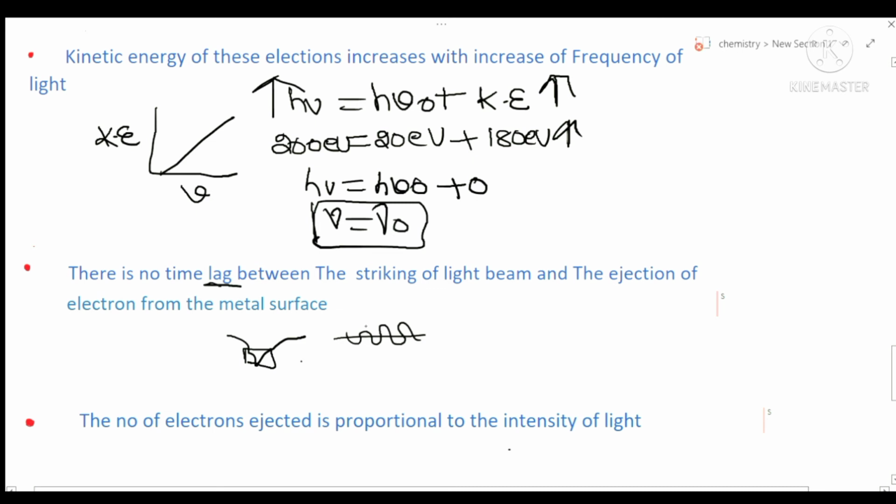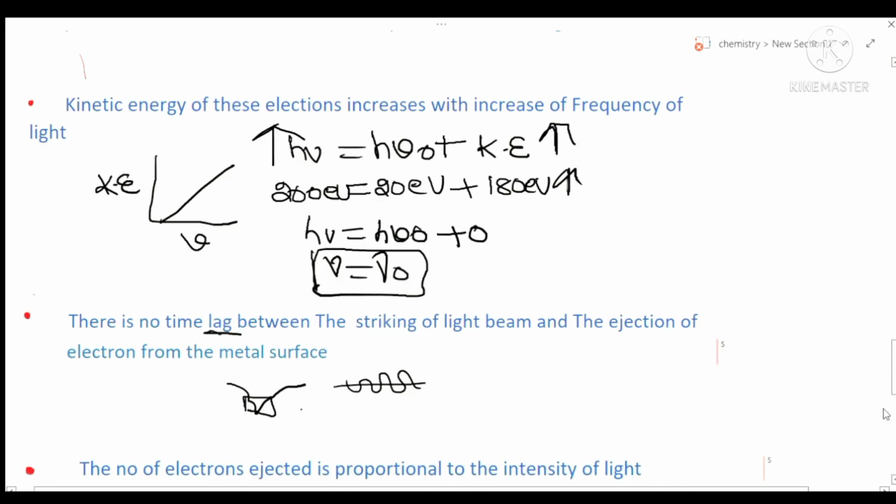But here it is not taking that much time. So that's why it is considered as a particle nature. It is an evidence of the particle nature.